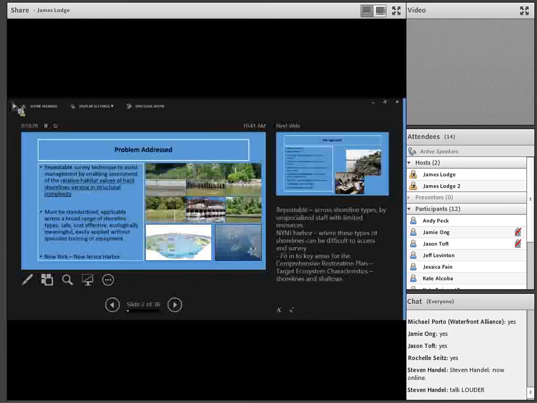Meaningful, robust data, which is one thing we'll talk about in a little bit. But also it needed to be applied without specialist training or equipment, so that managers and community groups and citizen scientist groups could go out and do that. So we had quite a lot of goals for this project. And we were focused, of course, on New York, New Jersey Harbour, where one of the target ecosystem characteristics involves shorelines and shallows habitat and improving the habitat values of those.